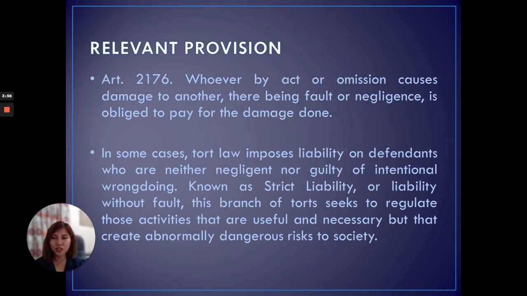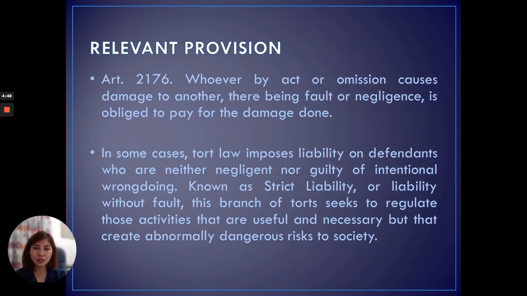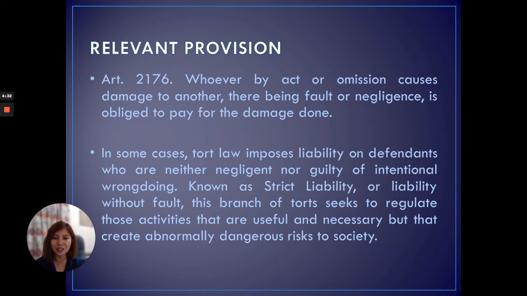Another relevant provision is Article 2176. Whoever, by act or omission, causes damage to another, there being fault or negligence, is obliged to pay for the damage done. In some cases, tort law imposes liability on defendants who are neither negligent nor guilty of intentional wrongdoing. Known as strict liability or liability without fault, this branch of torts seeks to regulate those activities that are useful and necessary but that create abnormally dangerous risk to the society.